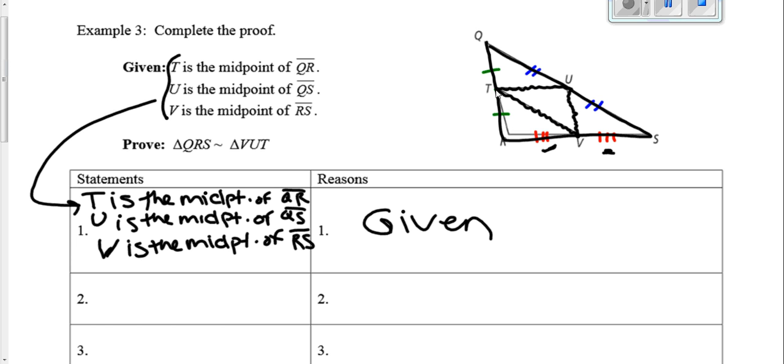Okay, so if you need more time, pause it so you can write it and then move on. All right, my givens are given to me.